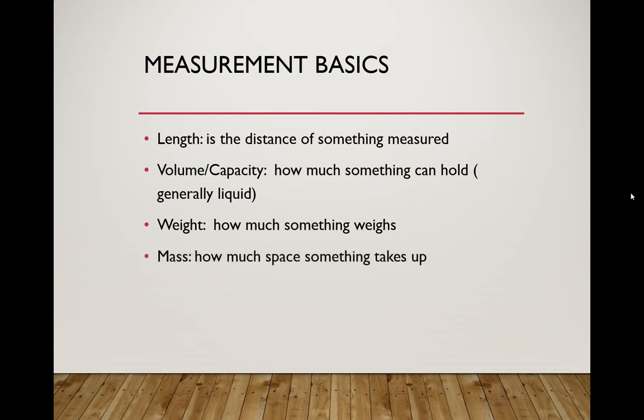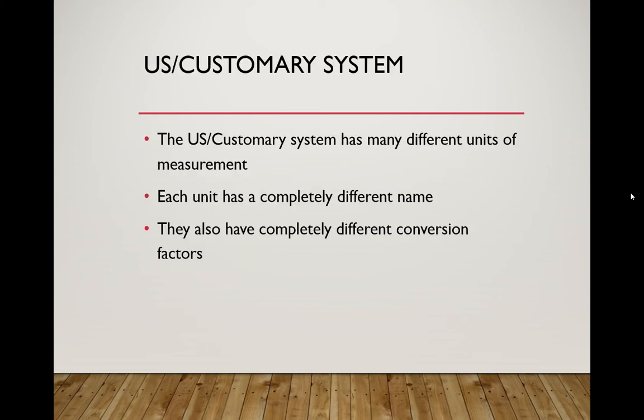And then mass is how much space something takes up. So weight is how much you weigh on this planet, and mass is how much space you take up on this planet. If I go to the moon, my weight is going to drastically change, but my mass will stay the same. I do not lose a leg if I go to the moon.